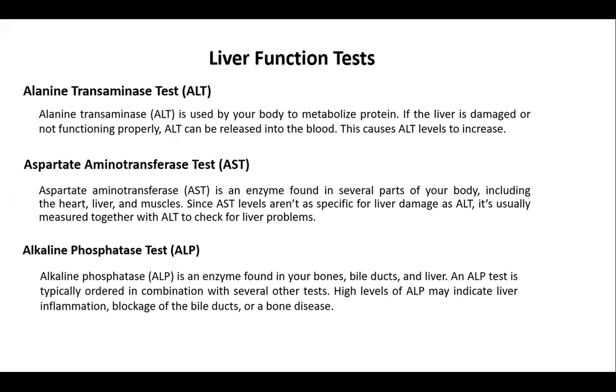Since AST levels are not as specific for liver damage as ALT, it is usually measured together with ALT to check for liver problems. And the alkaline phosphatase test is an enzyme found in your bones, bile ducts, and liver. An ALP test is typically ordered in combination with several other tests. High levels of ALP may indicate liver inflammation, blockage of the bile ducts, or a bone disease.